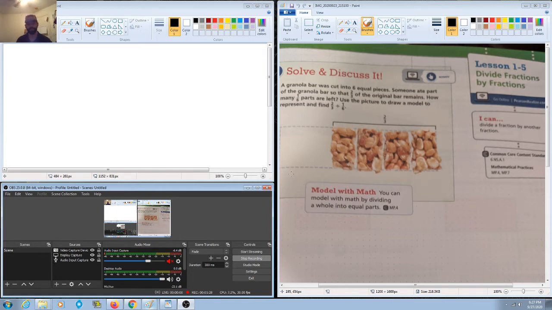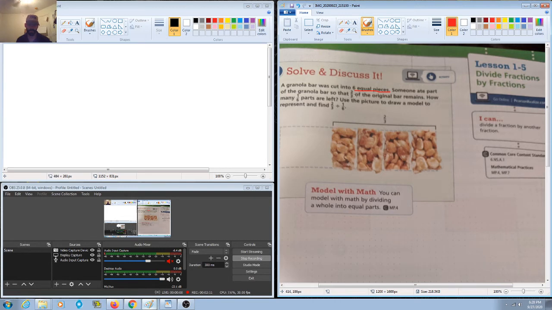So let's talk about the question at hand. It says a granola bar was cut into 6 equal pieces. What I really like to hammer home with story and word problems is to highlight the very important information, usually anything involving numbers, anything that gives you pertinent information that you could use to assemble a mathematical expression or equation. So 6 equal pieces, that's very important. And it says someone ate part of the granola bar so that 2/3 of the original bar remains.